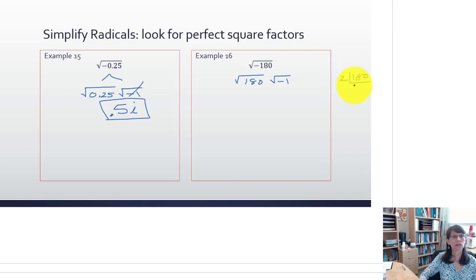I see that it's even, so 180 divided by 2 would leave me 90. 90 ends with a 0, so if I divide by 5, I'm going to get, let's see, 5 goes into 9 once with 4 left over, so 5 goes into 48 times. 18 is even, so 18 divided by 2 gives me 9. 9 divided by 3 leaves 3, and 3 divided by 3 leaves 1.